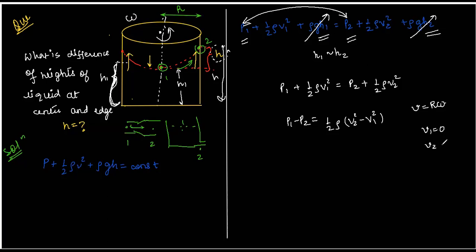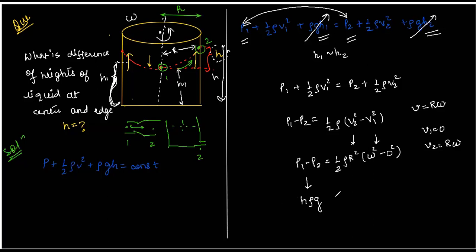What about the velocity of point 2? R omega, because it is at a distance of r from the center, right? Yes, sir. We are giving that substitution of values to v1 and v2 to get P1 minus P2 is equal to half rho, r square omega square minus 0 square, right? Clear? Yes, sir. Okay. So now we will have the pressure difference is given by H rho G, correct?